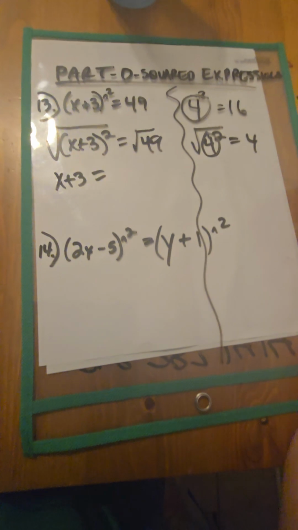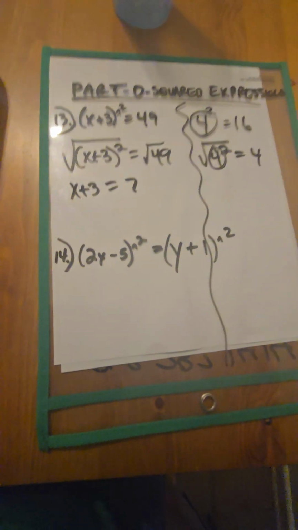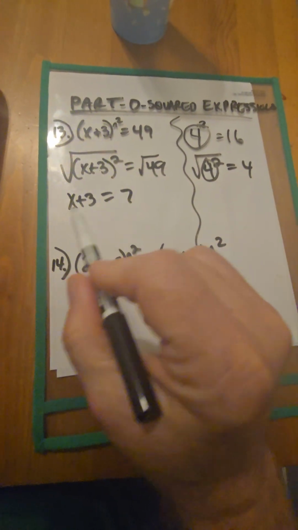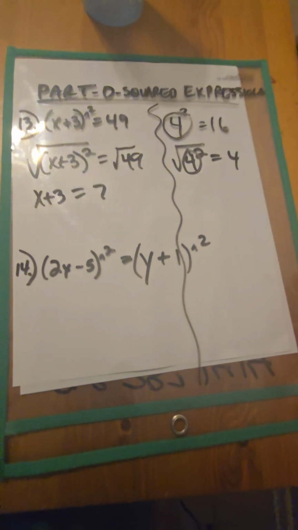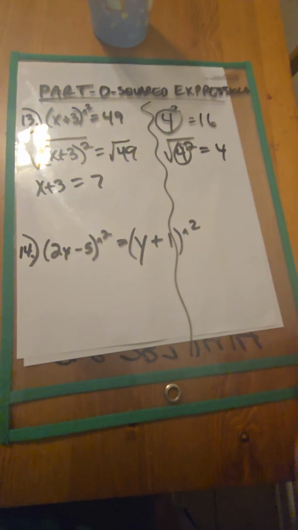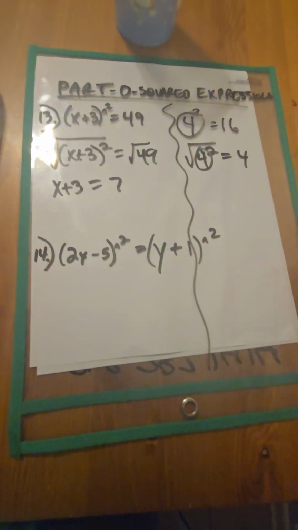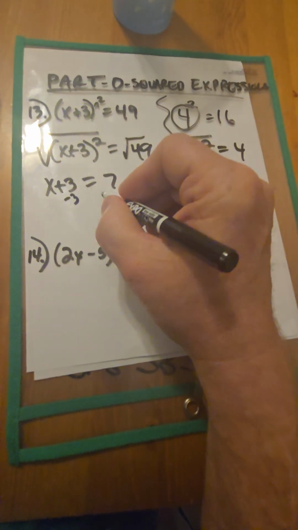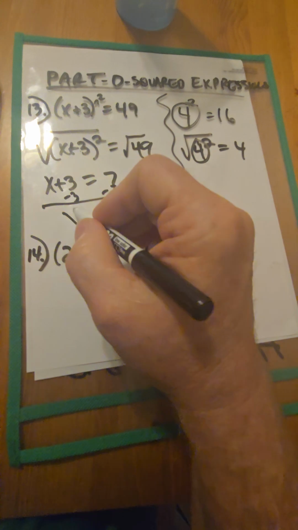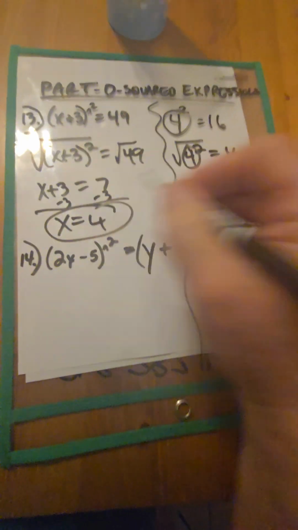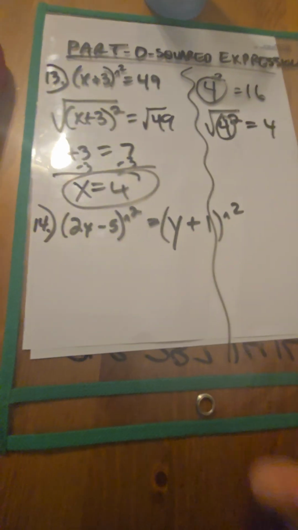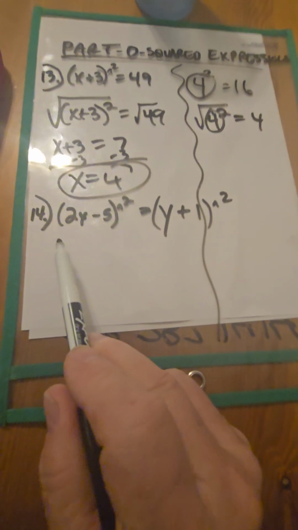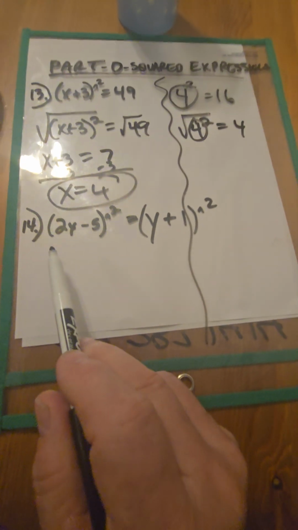And then what's the square root of 49? Well, it's 7. So now this is a really easy algebraic equation that I know you know how to solve. You probably already have the answer in your head, because we're going to subtract 3 from both sides and the answer is x equals 4. Wasn't that easy?